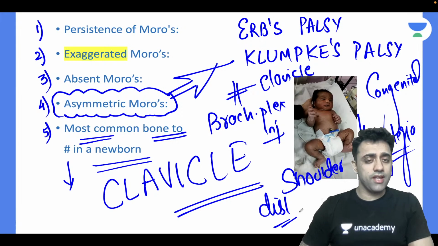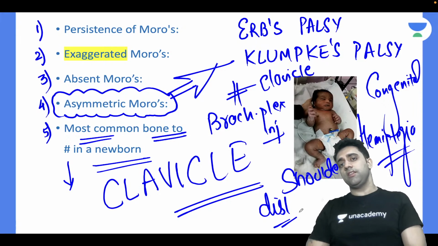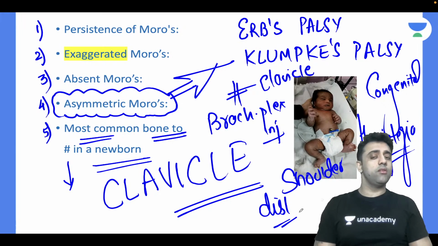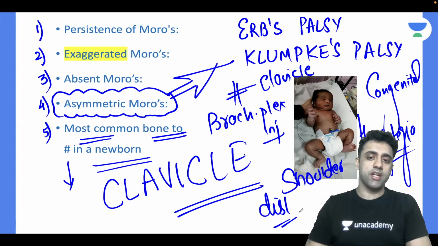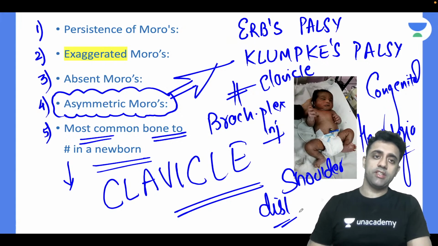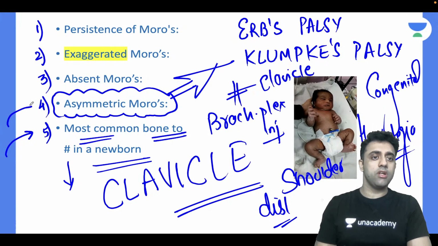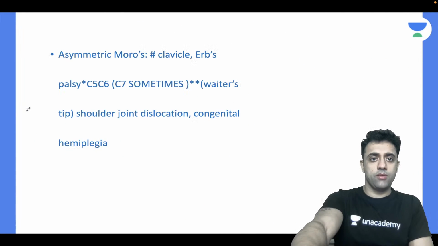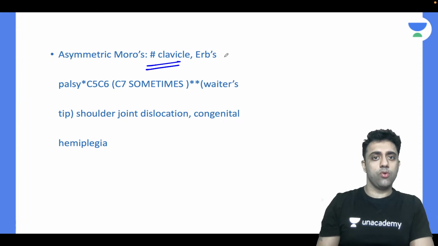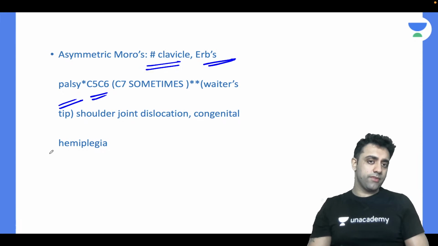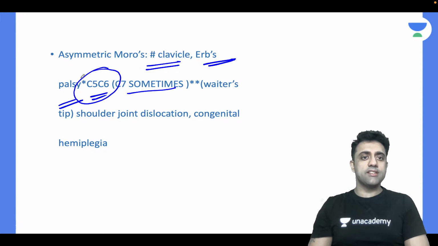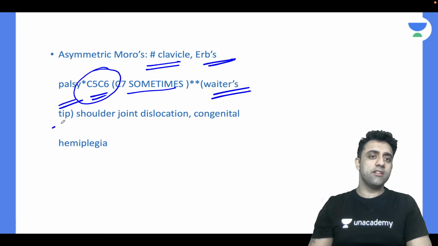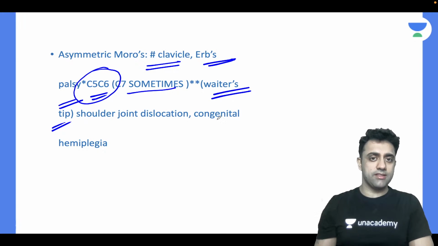So various causes of asymmetric Moro are Erb's palsy, Klumpke's paralysis, fracture clavicle, brachial plexus injury, congenital hemiplegia, and shoulder dislocation. In these 3 NEET PG questions, we covered 2 questions. Most common bone to get fractured in a newborn. What are the causes of asymmetric Moro reflex? Fracture clavicle over, Erb's paralysis over, and Erb's palsy C5, C6 is the main root value. Sometimes it says C7, but mostly it is C5, C6, and it is also known as Waiter's tip.